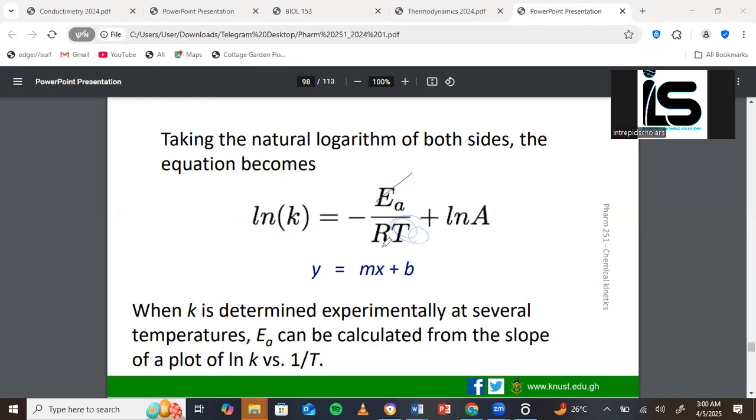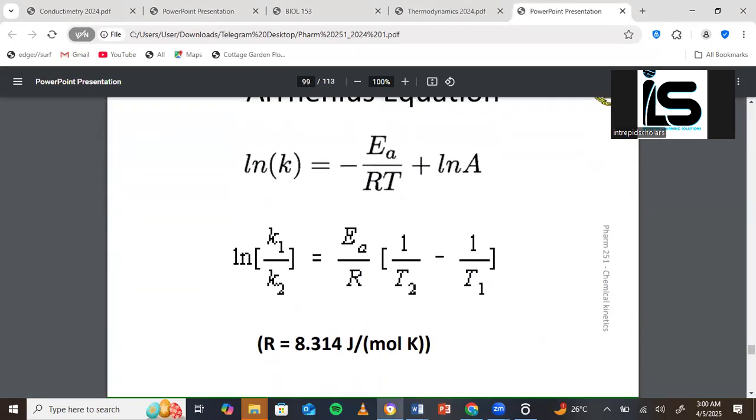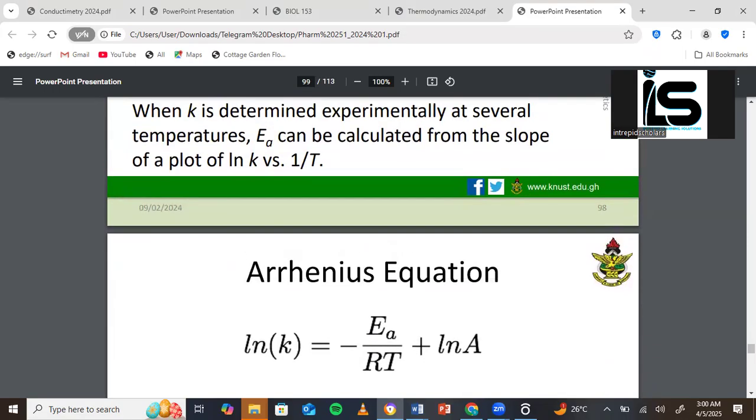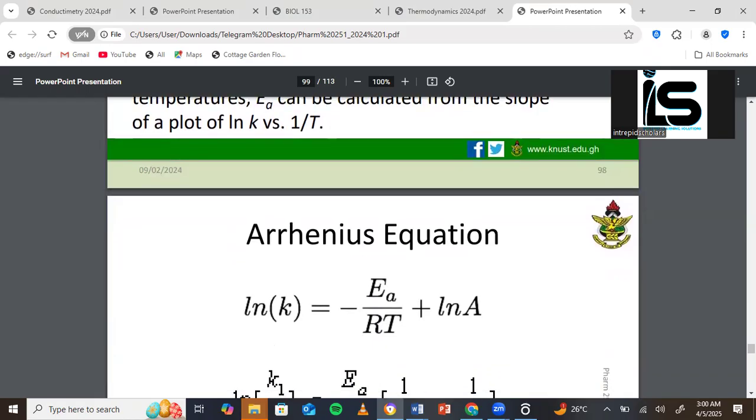Right now, this is a constant for a reaction. Right, so 1 over T. Now, when we plot it like that, the slope, the M, will be equal to negative EA over R. But R is a constant whose value we know. It's the gas constant, 8.314 joules per mole per Kelvin. So when we find the slope of the graph, we can use that to find our EA.